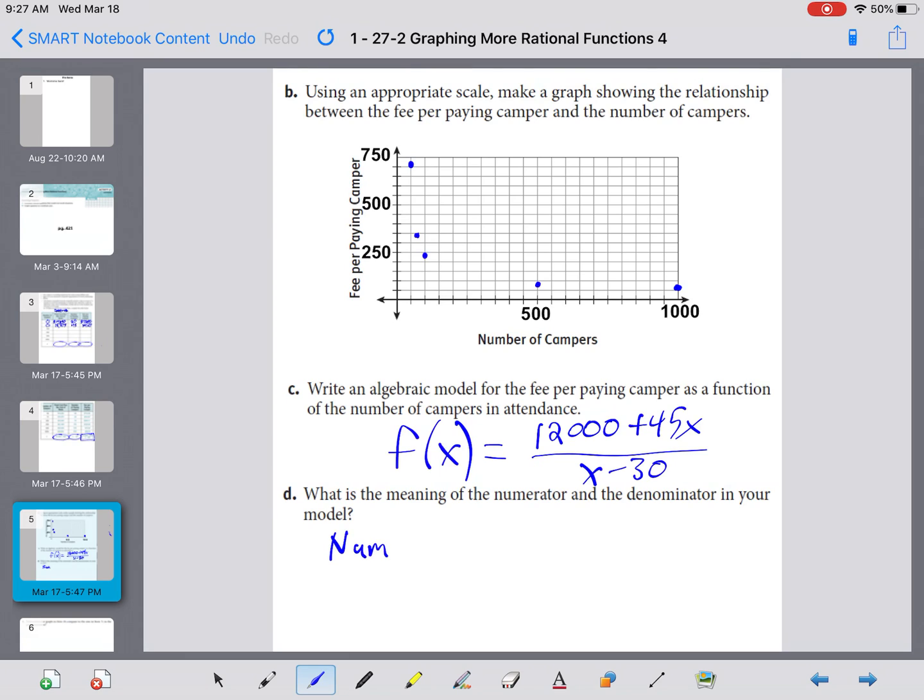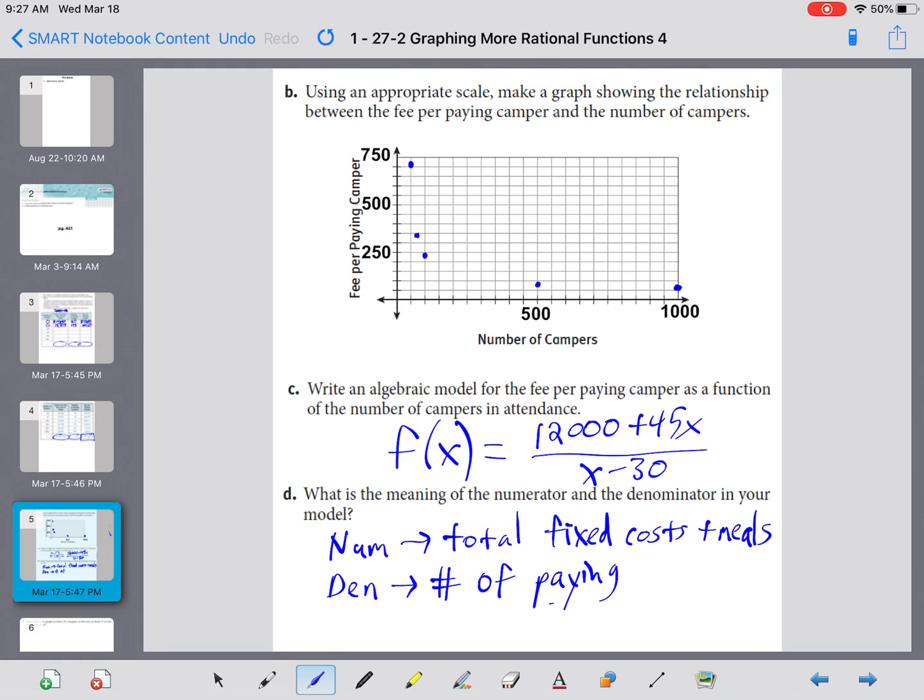And I like this question here, talking about what the numerator and denominator stand for. The numerator is the total fixed costs plus meals. Total fixed cost plus meals. And the denominator is the number of paying campers. So not the number of campers anymore, just the number of campers that actually pay.